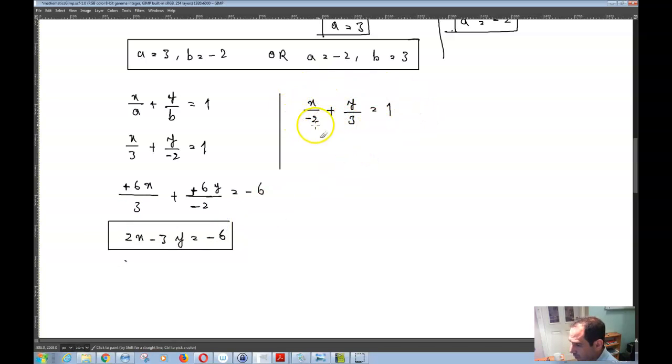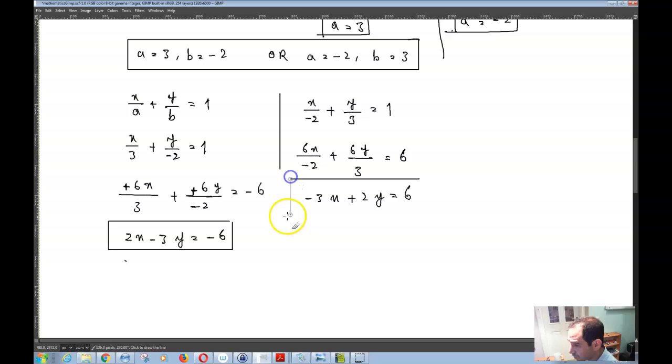Or here you can multiply by 6 again, meaning that 6x over negative 2 plus 6y over 3 is equal to 6. So 6 over negative 2 is equal to negative 3x, and over here you have plus 2y is equal to 6. So you have negative 3x plus 2y is equal to 6. So these are the two equations that you can get related to this line.